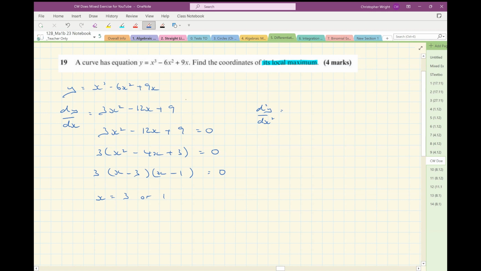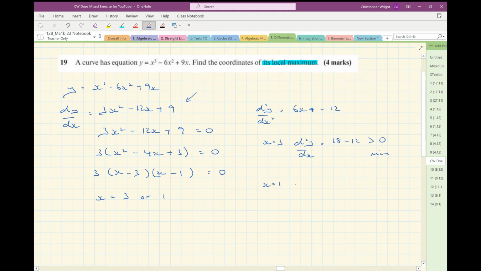I'm just simply differentiating this now. That gives me 6x minus 12. So when x is 3, d2y by dx squared is going to be 18 minus 12, which is positive, so that would be a minimum. So that's no use to me.